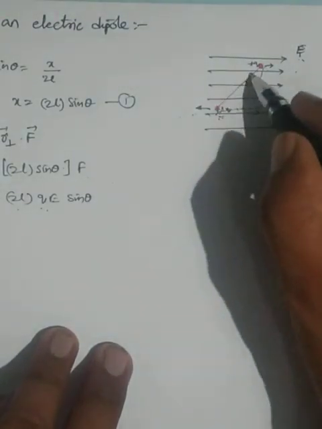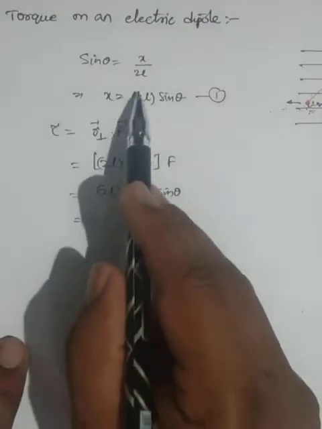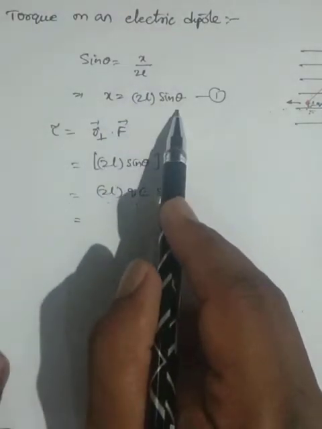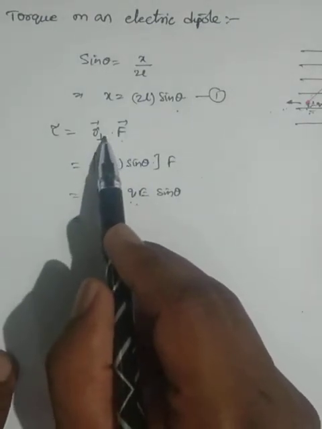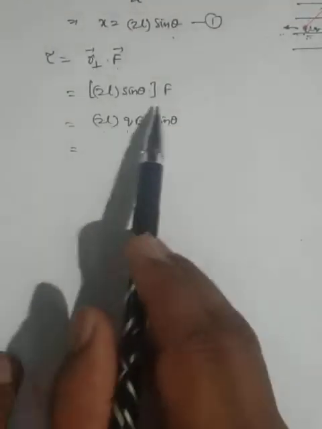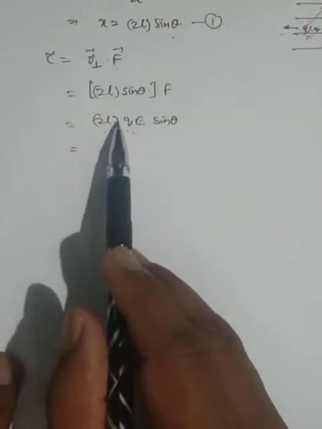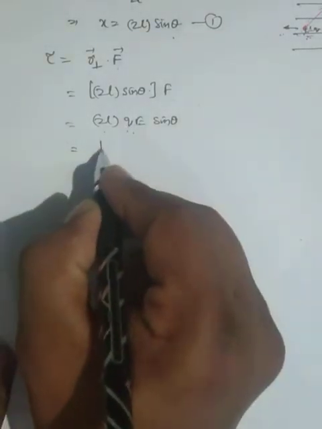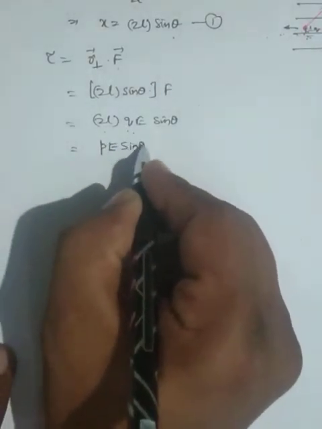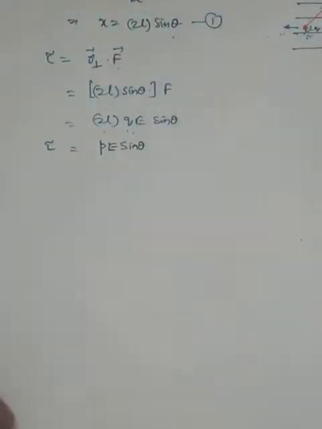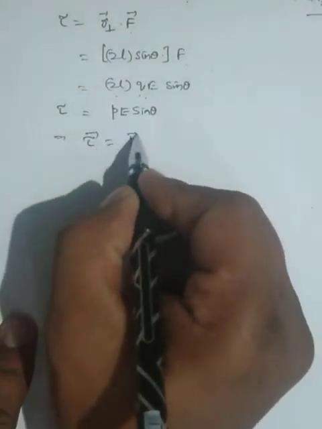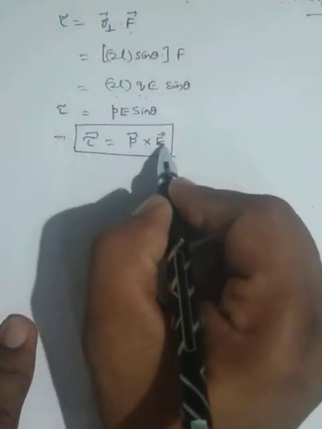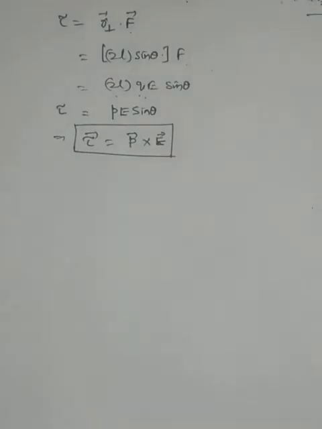As the length is 2l, sine theta is equal to x by 2l, and from this x is equal to 2l sine theta. So torque tau is equal to r perpendicular into F. Here into is nothing but the cross multiplication. So 2l sine theta into F, where F is equal to QE. The length of the dipole 2l into charge is nothing but the dipole moment P, so P into E sine theta is equal to tau. The same can be written in vector notation as tau bar is equal to P bar cross E bar. This is the important relation between the torque acting on the dipole and the field intensity.